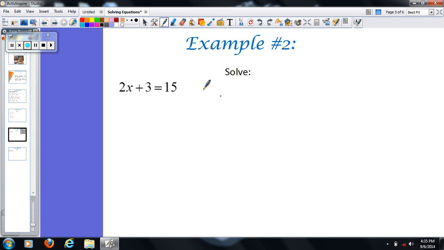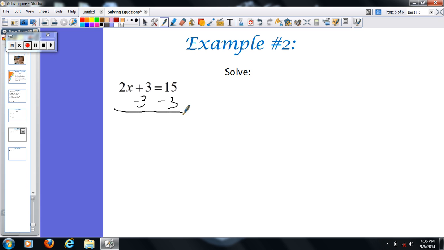Example number 2. This one is not just one step. We have a couple of steps to do, and this is where we talked about doing the reverse of PEMDAS. You do the opposite order of what we would do when we simplify. So this is 2 times x plus 3, so I have to get rid of the plus 3 first. I do that by subtracting 3.